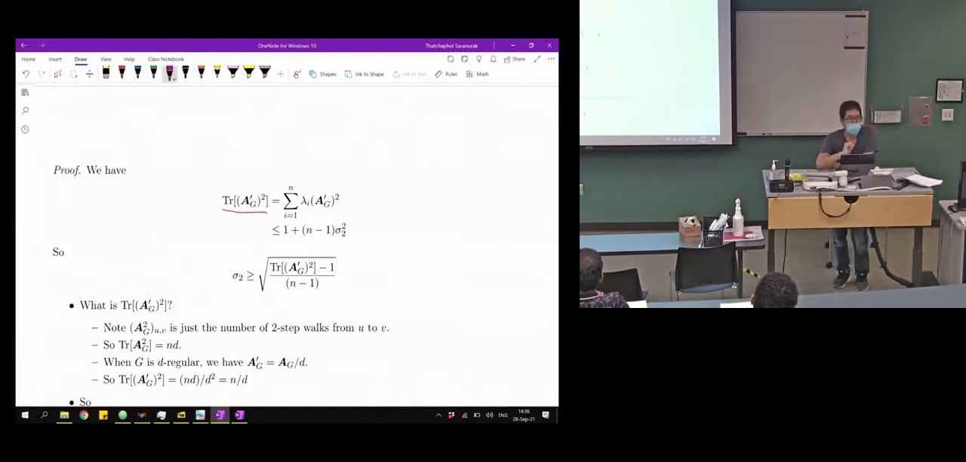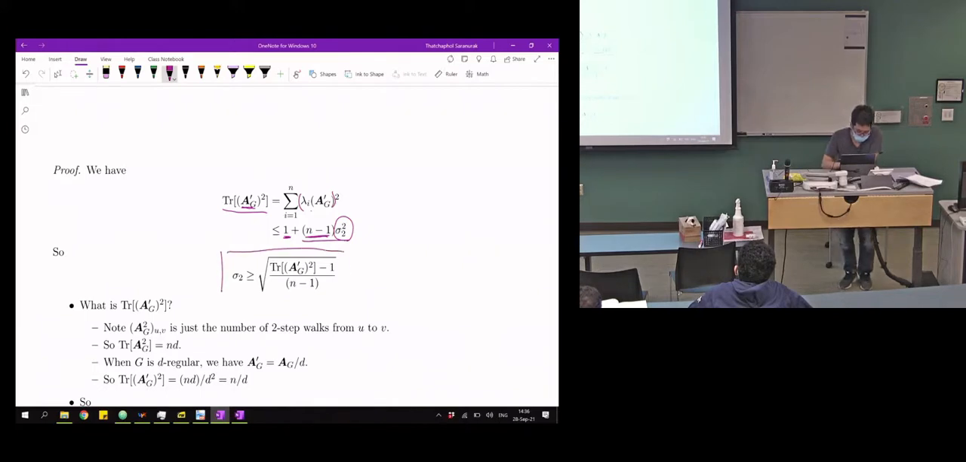Let's look at the trace of A prime squared. The trace is the same thing as a sum of eigenvalues, so the trace of the matrix squared is just the sum of the eigenvalues squared. Now let's expand this term. The first one is 1. And everything else in this term is less than sigma 2, but it is squared, so you have sigma 2 squared. And there are n minus 1 of these here.